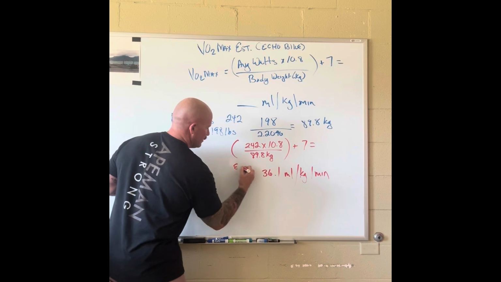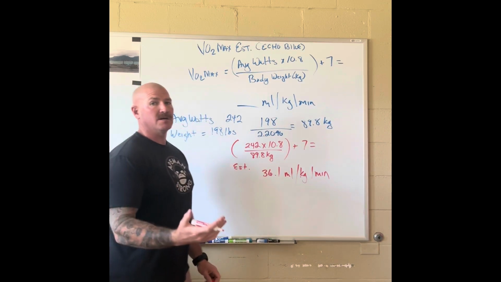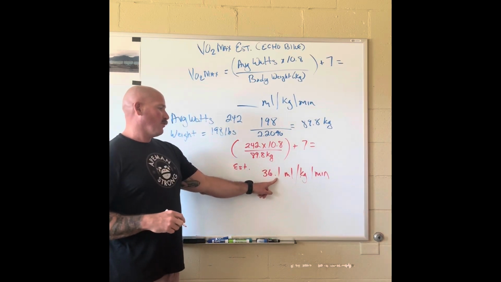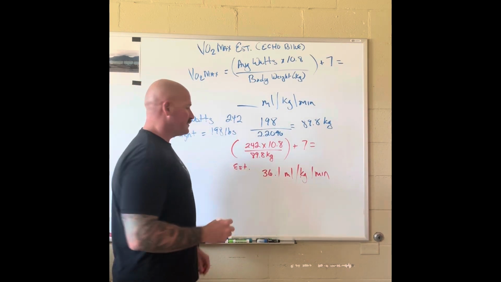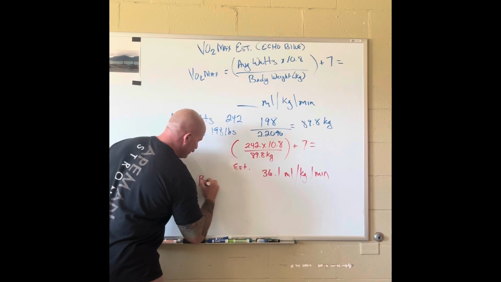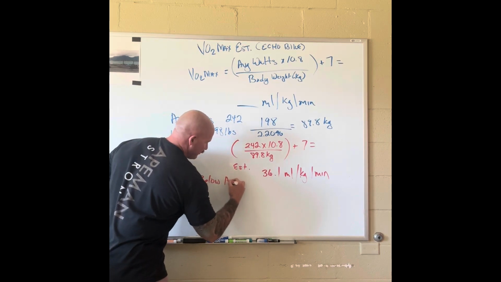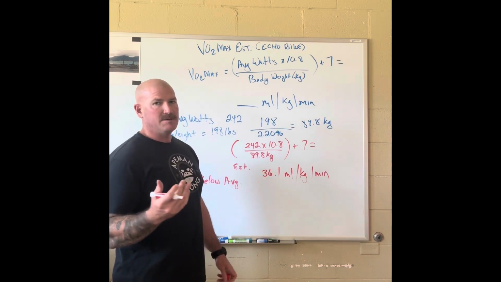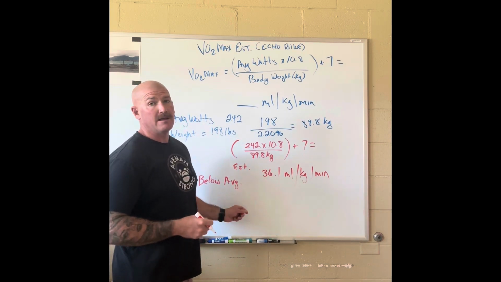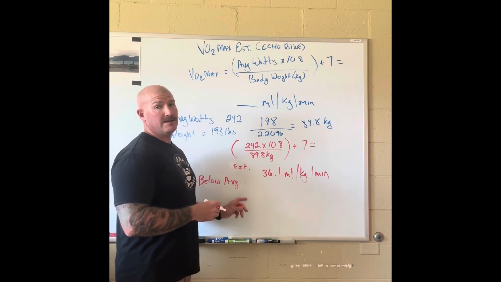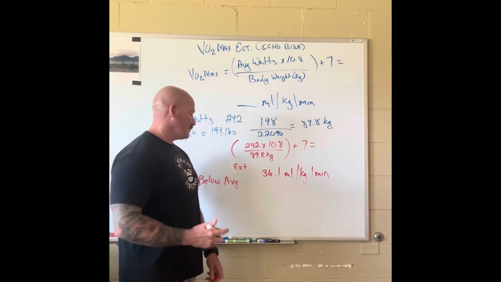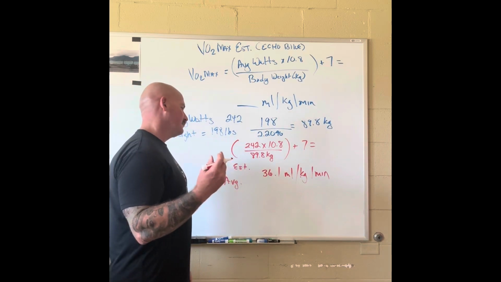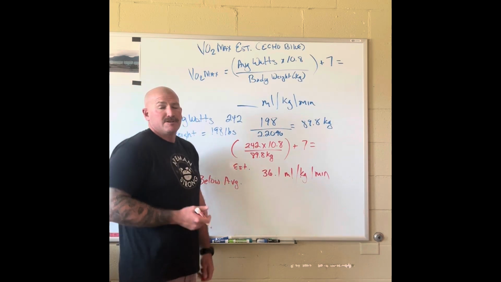The reason why it's an estimate is because he's not hooked up to an actual breathing respiration test. So it's 36.1, and according to ACSM, this is below average, which I find a little amusing because this individual actually is a very trained and skilled individual, and he's a very athletic person. So to find out that 36.1 is below average is, I don't know, I just find it interesting.